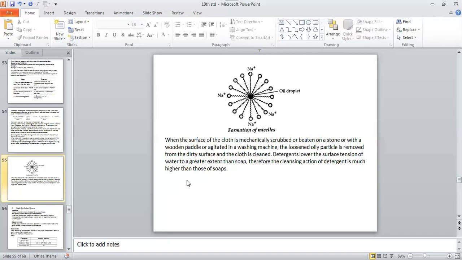And that is about this chapter, carbon and its compounds.